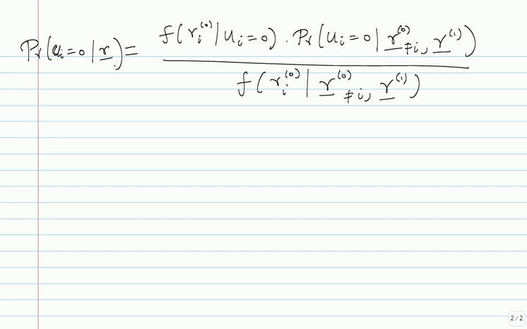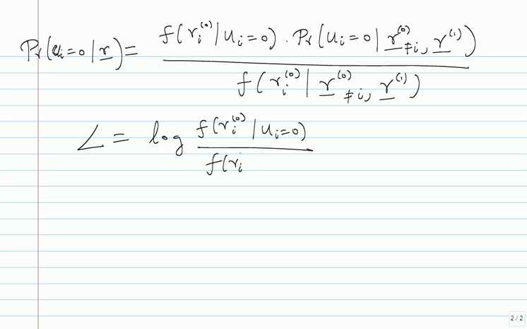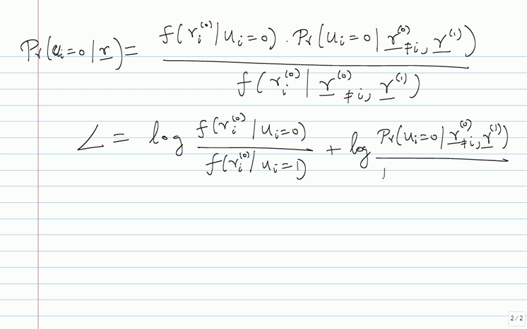What will be the only change? All these ui equals zeros will become ui equals 1. Now when I divide that, what will happen? The denominator will cancel and then you will simply get the two terms. So when you divide and take logarithm, you will easily get capital L equals log of f of r0 given ui is 0 divided by f of r0 given ui is 1, plus log of these other things, which I called extrinsic LLR: probability that ui equals 0 given r 0 not equal to i, r 1, divided by probability that ui equals 1 given r 0 not equal to i.